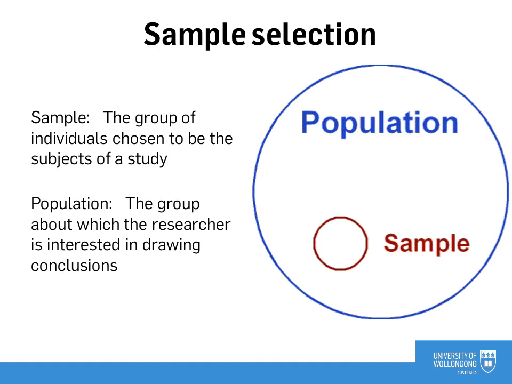An initial step in doing research is to select a sample. So the idea of sample selection is to choose a representative group from a larger population that you want to draw conclusions about. So for example, I do some research about parents of children with disabilities, about how to support parents to reduce their stress.